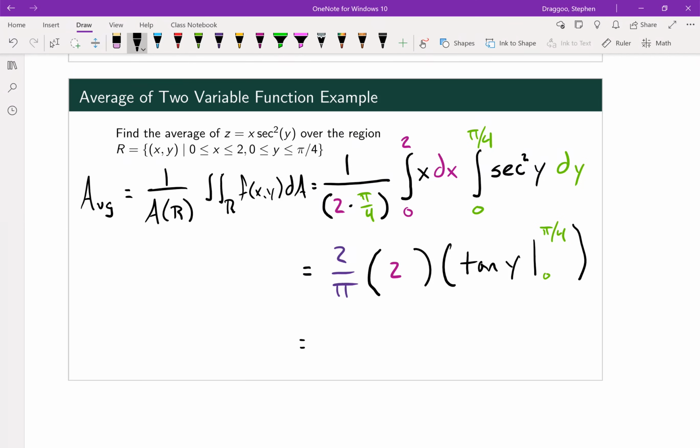Let's evaluate this thing. So we still have 2 over pi times 2 times whatever we get when we evaluate tangent of y at pi over 4 and at 0. Well, at pi over 4, it's going to be 1, and at 0, tangent is going to be 0. So we get 1 minus 0. So ultimately, this thing shakes out to 4 over pi.